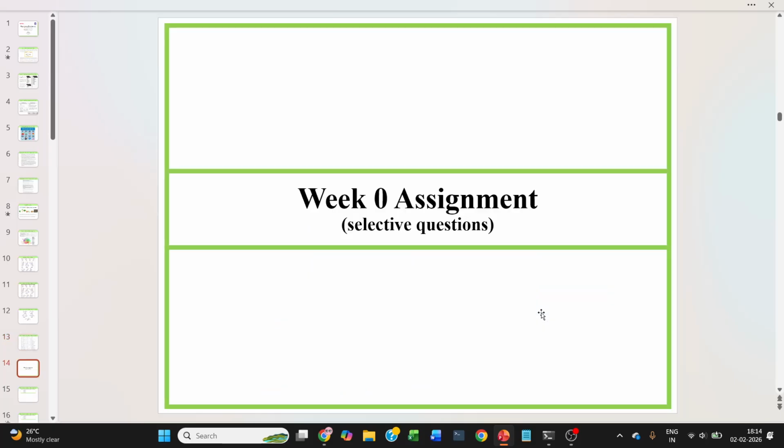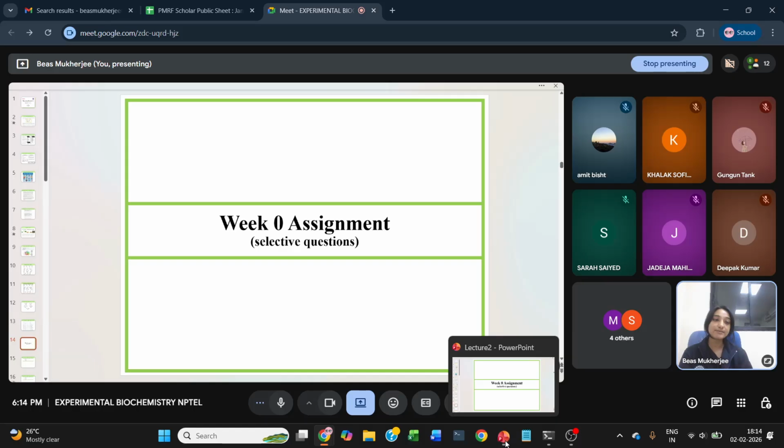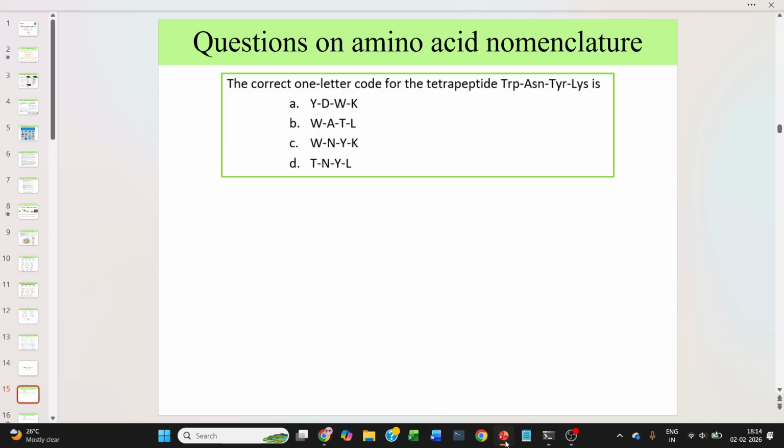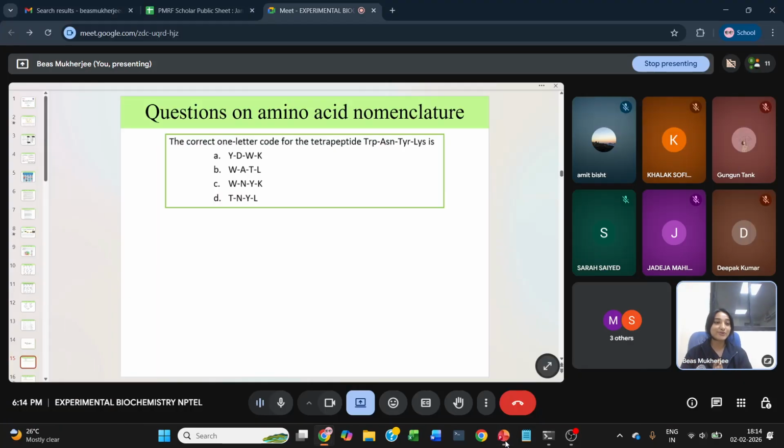Now we'll start with some simple questions. These are week 0 assignment questions from previous year's NPTEL same course, experimental biochemistry. You can try to answer these in the chat box. Now you have to remember the structure of the amino acids, the 3-letter codes, and the 1-letter code of the amino acids. All of these you must remember.